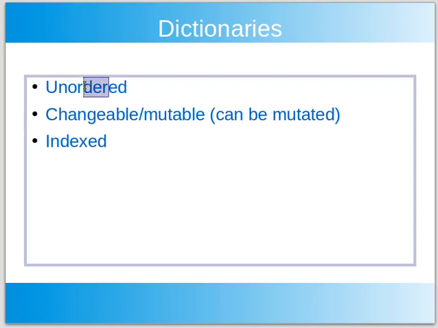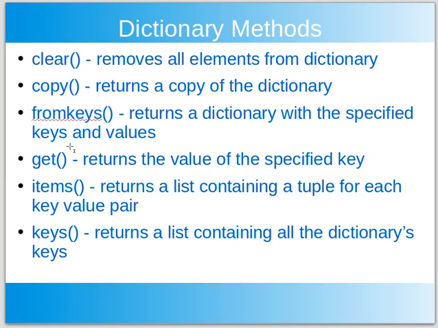Dictionaries. Unordered. Changeable, mutable, can be mutated is what mutable means, so changeable. And indexed. Dictionary methods. Clear, removes all elements from the dictionary. Copy, returns a copy of the dictionary. From keys, returns a dictionary with the specified keys and values.